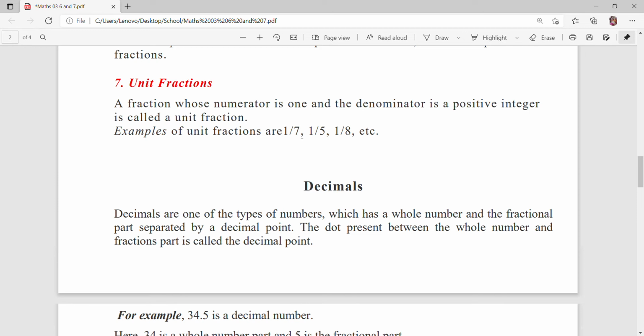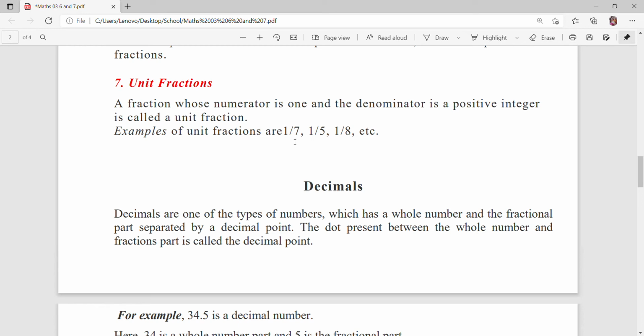A negative integer does not hold. The numerator should be 1, the denominator should be positive. 1 to 9, or 1 to infinity, anything is fine, it should be positive. That fraction is only considered a unit fraction. I repeat once: in a unit fraction, the numerator should be 1 and the denominator should be a positive integer. That fraction is known as a unit fraction. Okay, did you understand? Yeah, of course.